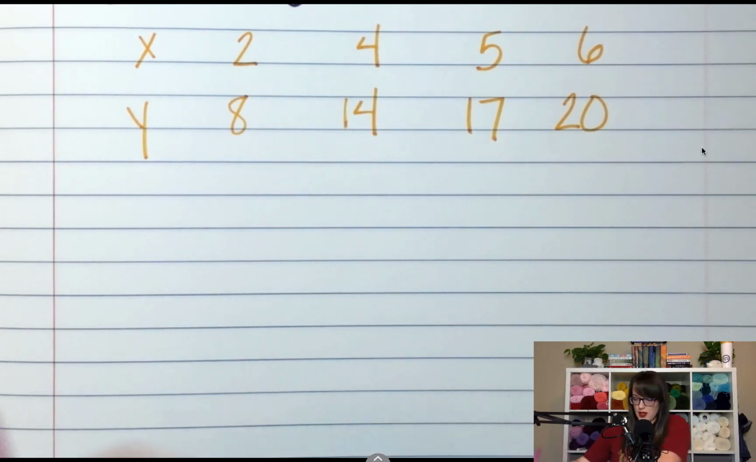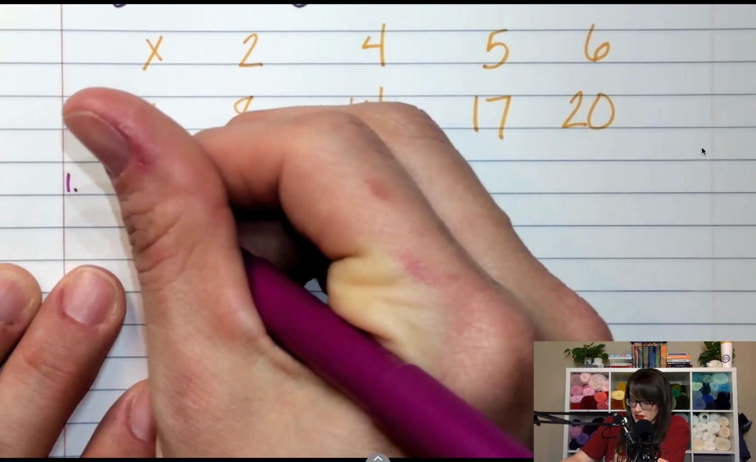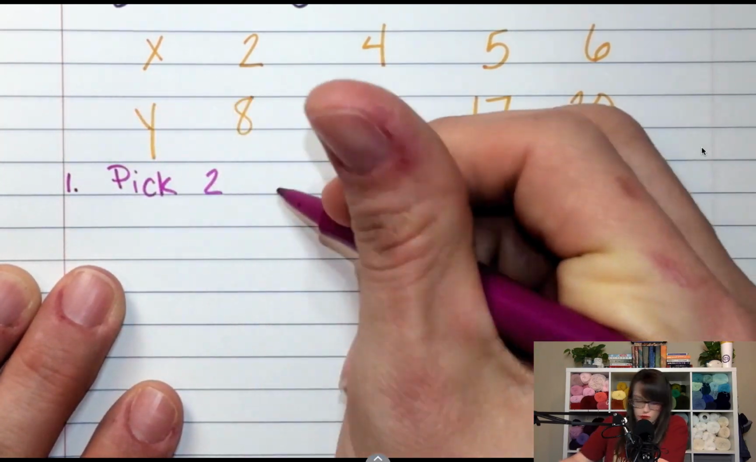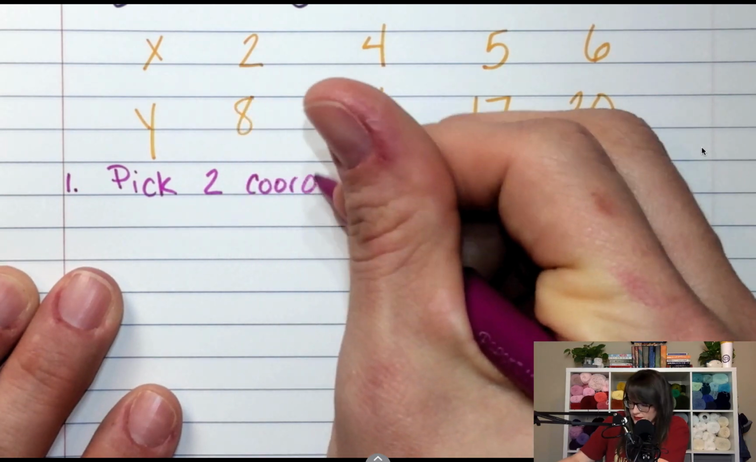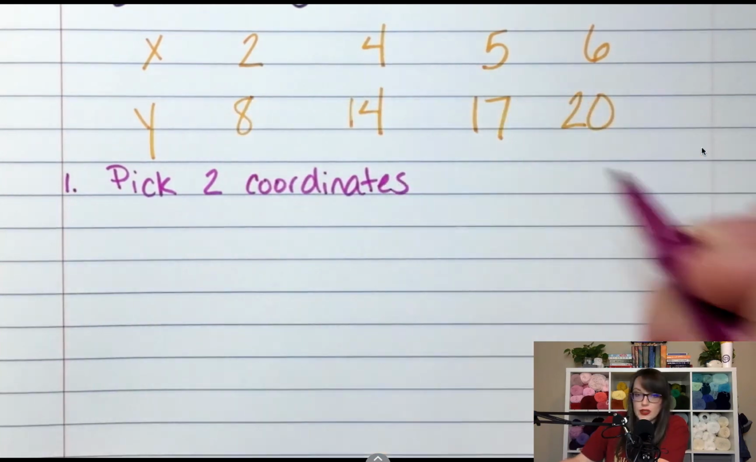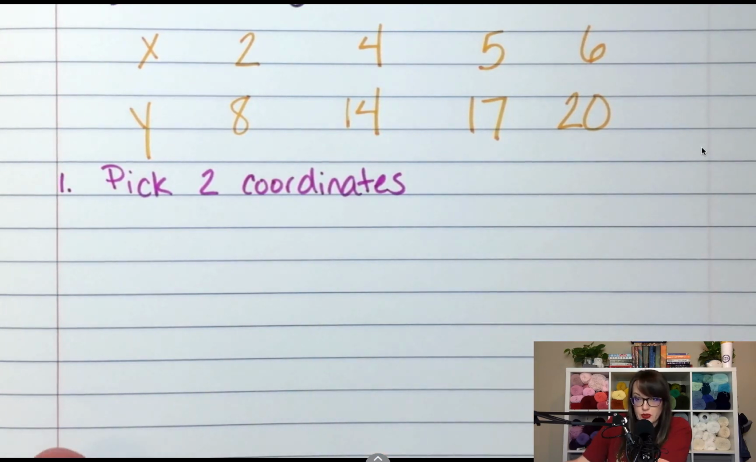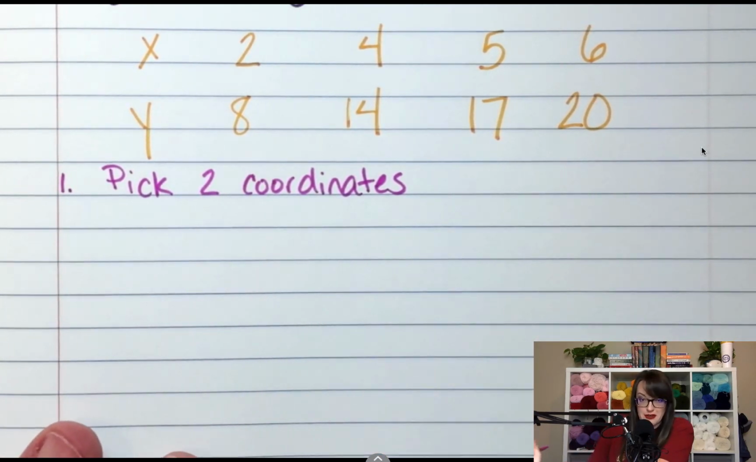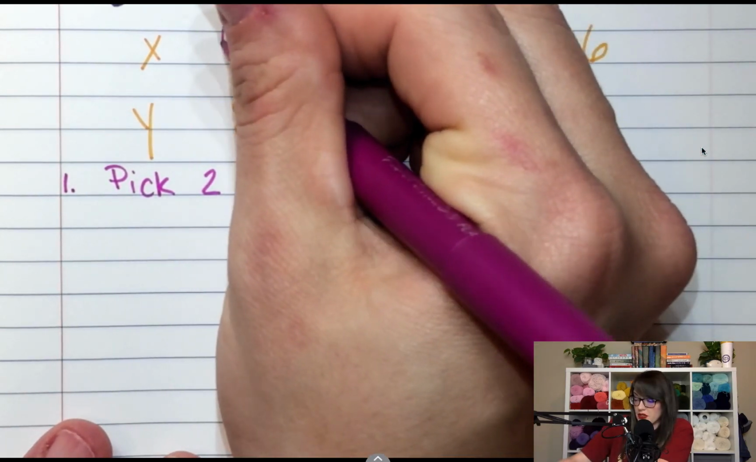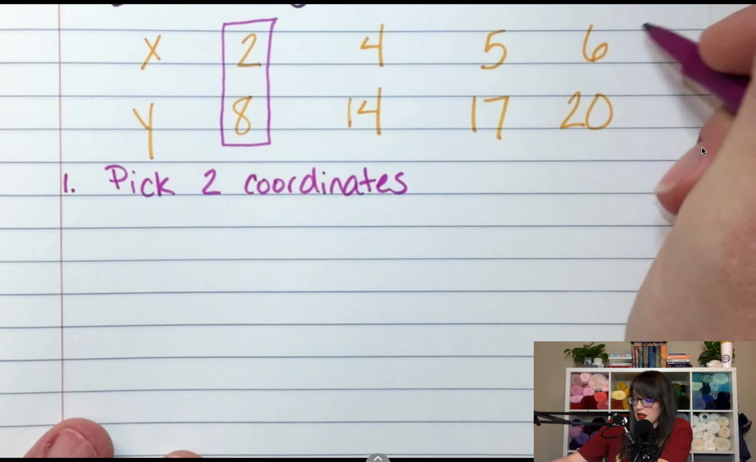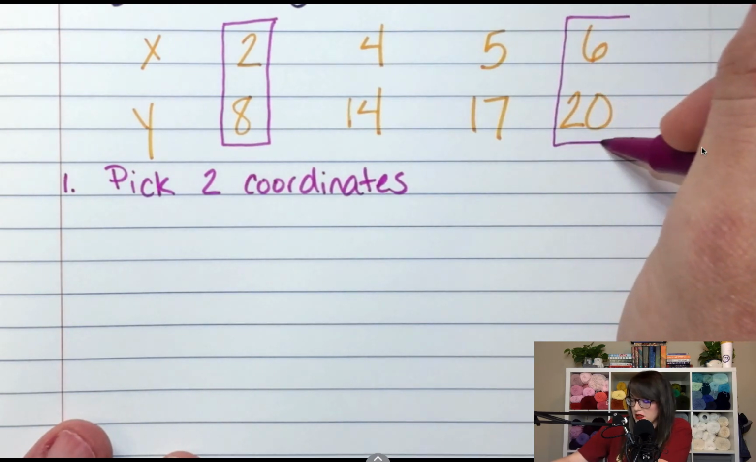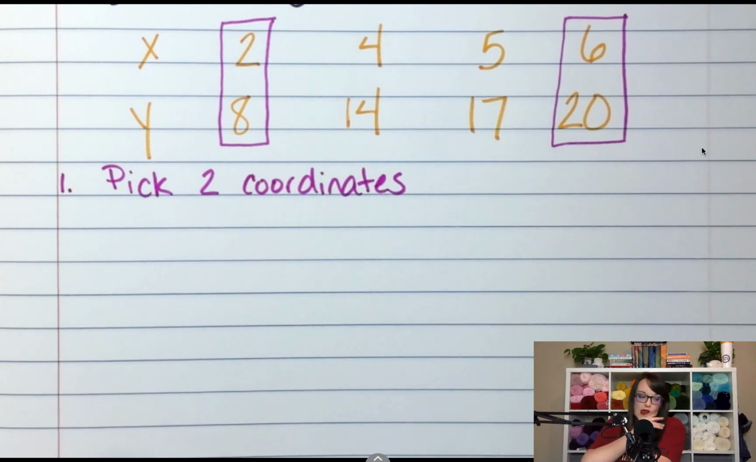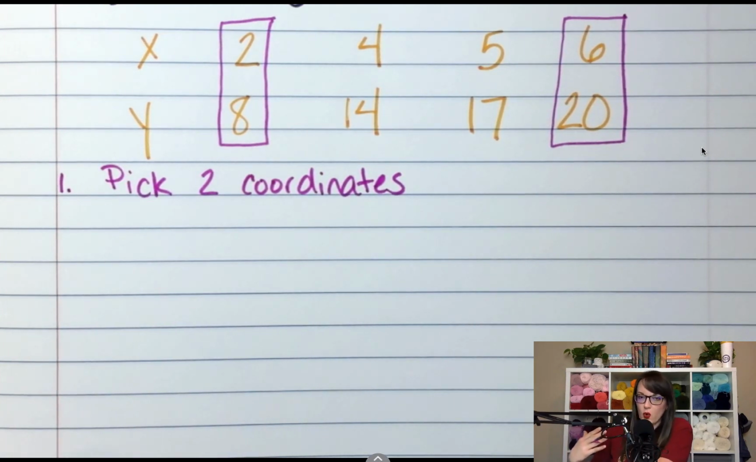So step 1, I'm going to pick 2 coordinates. Any 2 coordinates will work. I'm going to pick the first and the last one because that's what my students did last year. So we're going to pick 2 and 8, and 6 and 20. Okay, now my goal here is to write an equation in the form y equals mx plus b. So what I'm going to do first is find the slope. I'm going to calculate the slope.